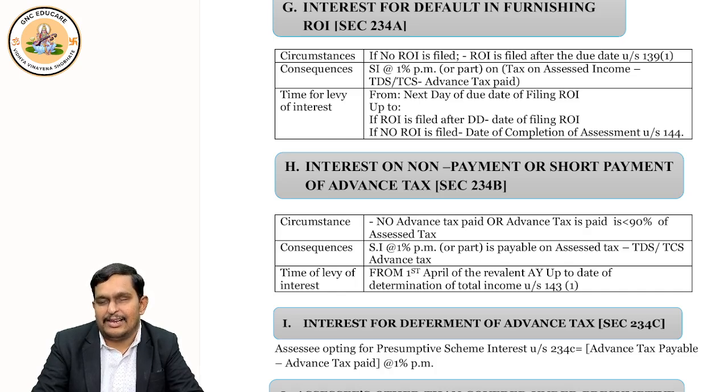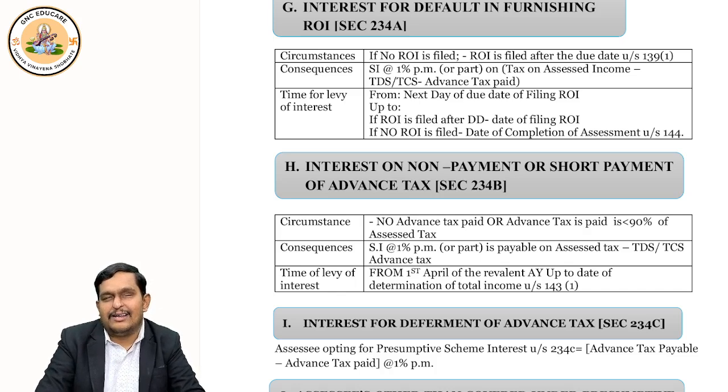Clear? Very good. Now I want to tell you, 1% from when? From your actual due date of filing return till you actually file the return. Suppose you are a normal individual, 31st July is the due date, but you filed on December 1st. Then your interest computation will start from 1st August and continue until 1st December, 1% per month. This is how they will calculate the interest.